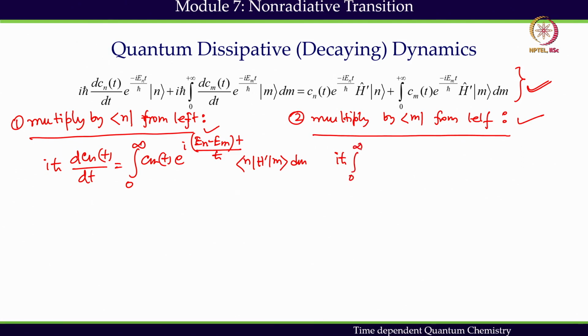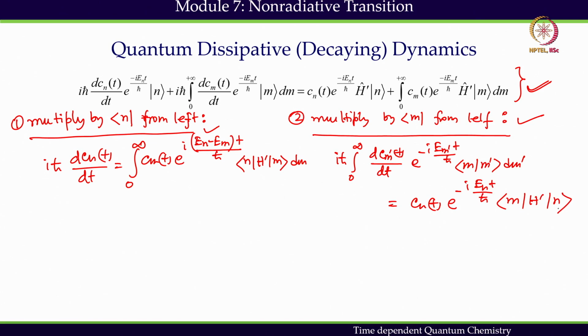If I multiply the other one, then I get the following equation: i h cut integral from 0 to infinity of dC_m dash(t)/dt e to the power minus i E_m dash t by h cut, m dash, dm dash equals C_n(t) e to the power minus i E_n t by h cut, m H dash n. That is the equation we get.